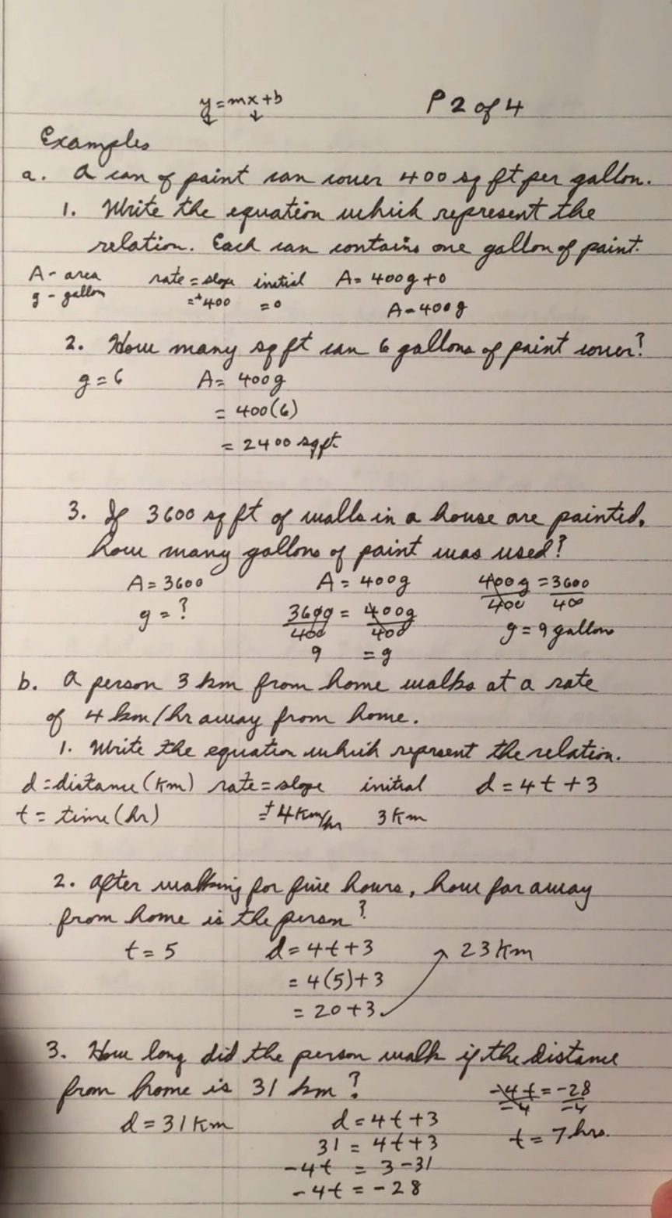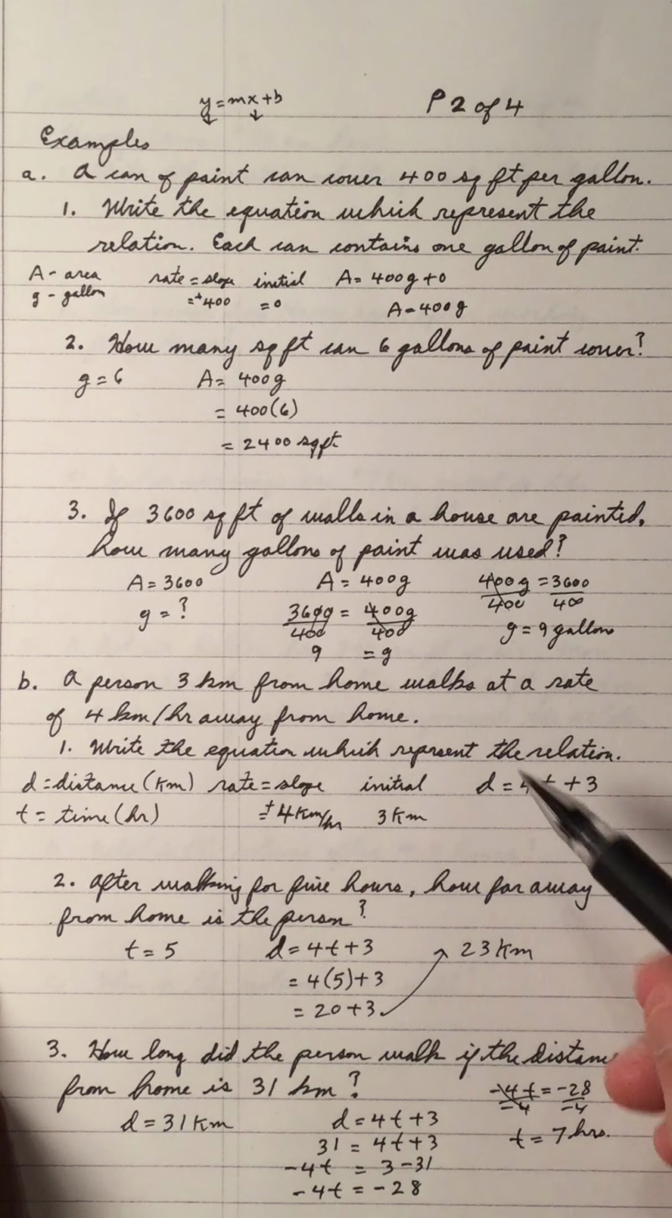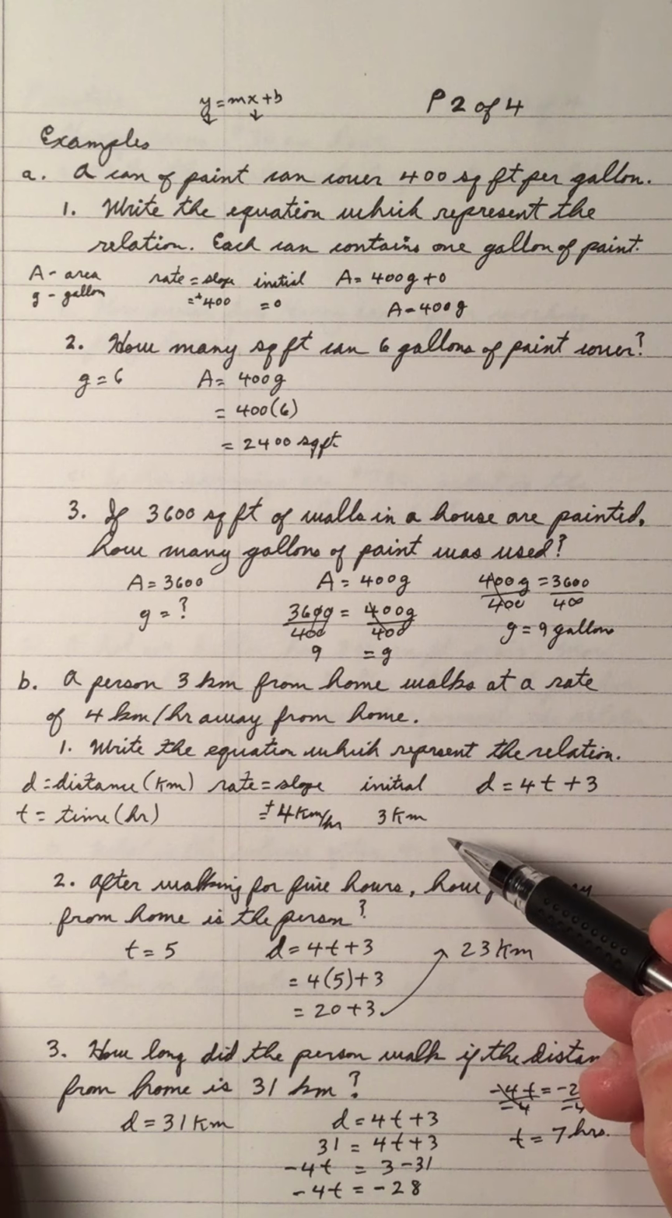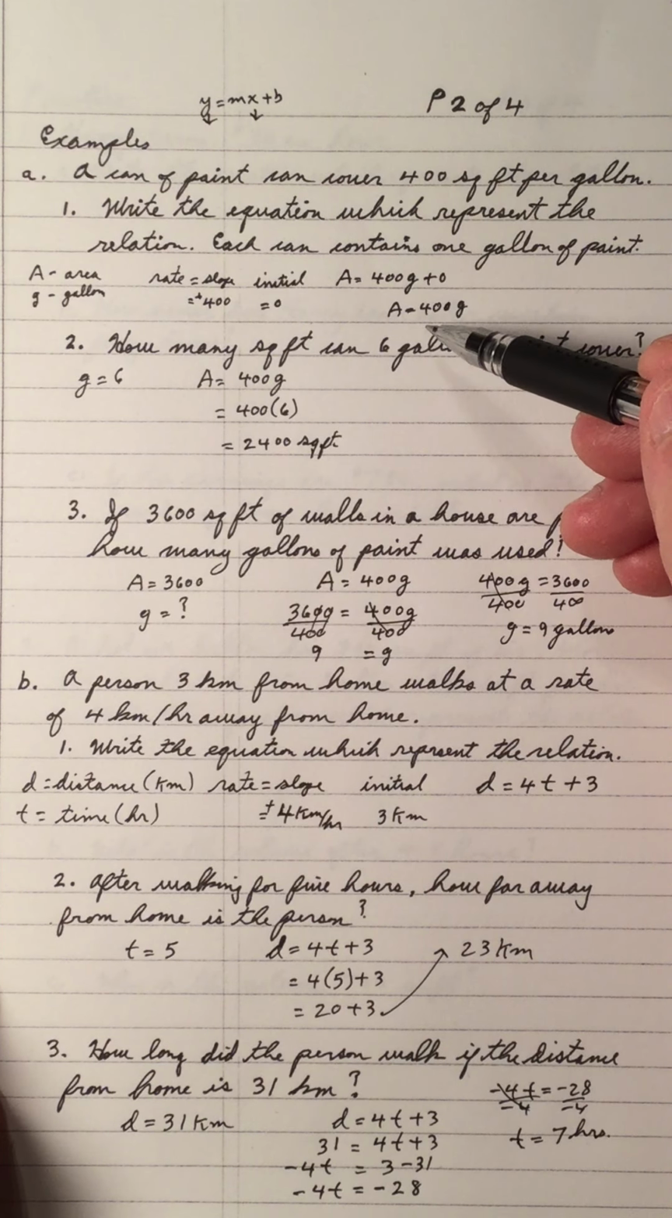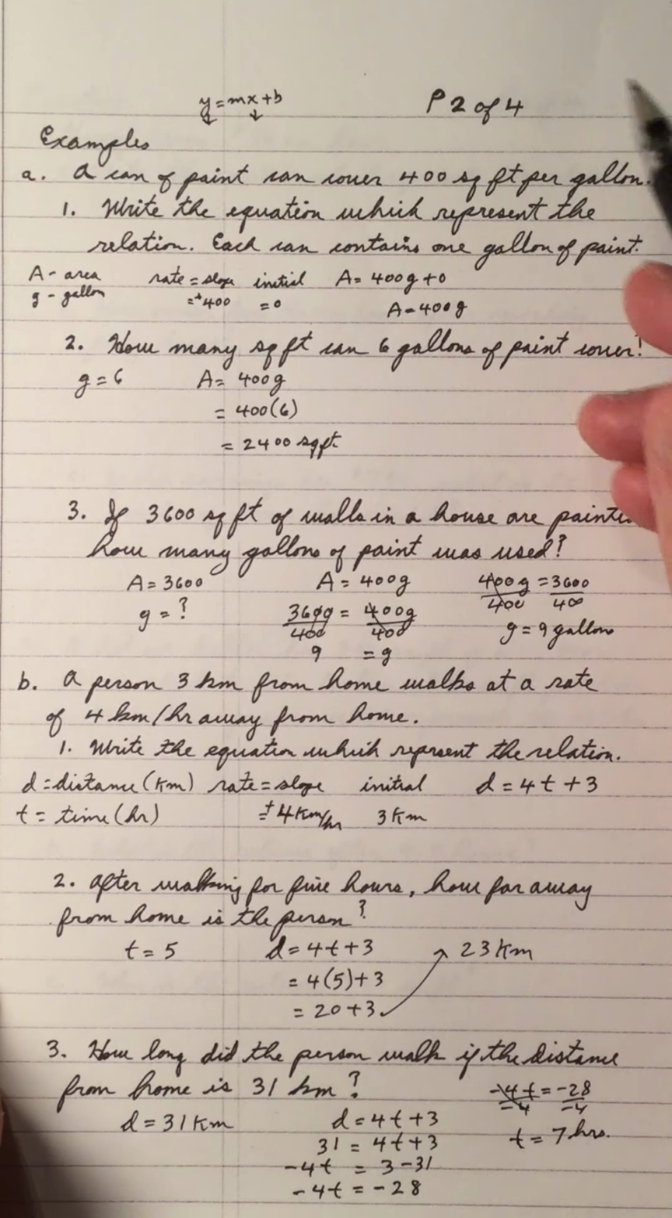So writing down the equation into the intercept form. Again, I talk about the intercept form because in this problem, the intercept is in terms of kilometers. And in this problem, the intercept is in terms of square feet.